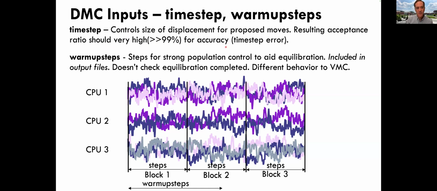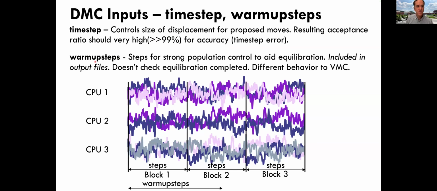And of course, as we've covered, one would eventually do a series of runs at different time steps and extrapolate properties to zero time step. But generally, one would always start with a very high acceptance ratio in order to ensure that the energy and other properties are accurate. Now, what about warm-up steps?